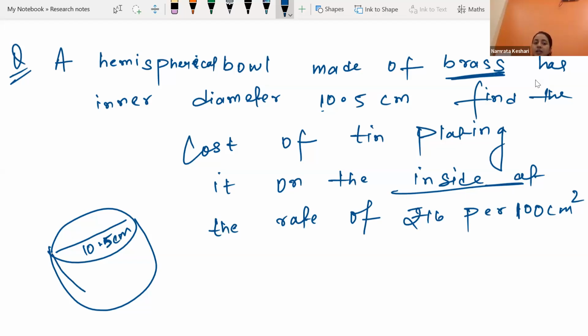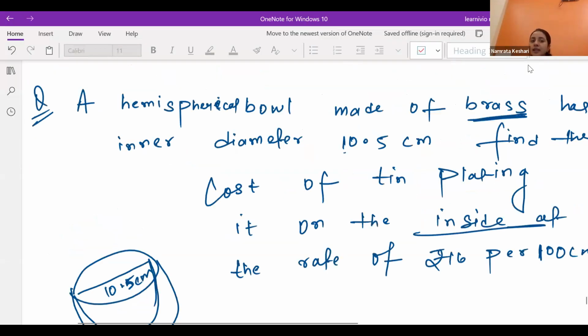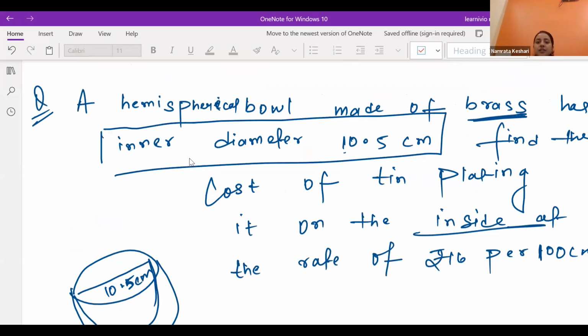Why is inside mentioned again and again? Because you must have seen such a bowl where we used to have a thickness also, right? Thickness can also be there. That's why it says the hemispherical bowl made up of brass has inner diameter given, and inner surface area we need to find. Then the inner surface area will be multiplied with the given rate, and we will be able to find the total amount.